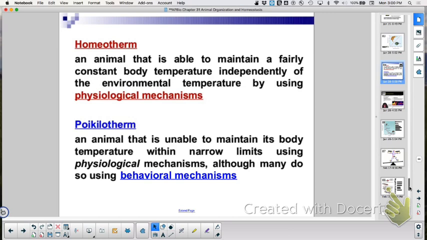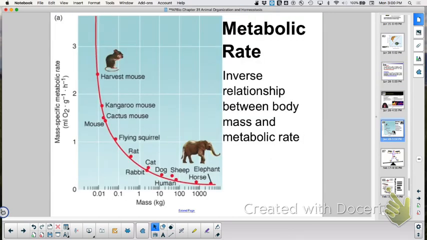All right. Metabolic rate: inverse relationship between body mass and your metabolic rate. So look at your body mass. Notice this is like a logarithmic scale up here, right? And then mass. So look at your mass and look at your metabolic rate. Whose heart is going to beat faster, a mouse or an elephant? Mouse. Yeah, the small organism is probably going to have a higher metabolic rate.